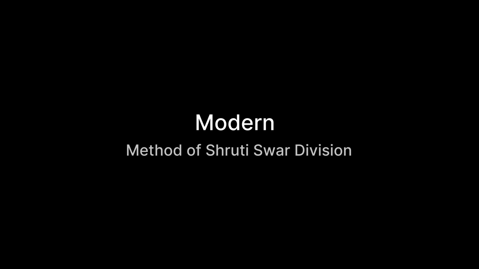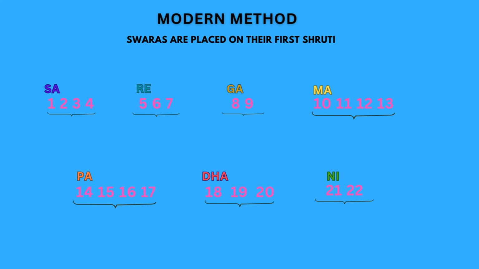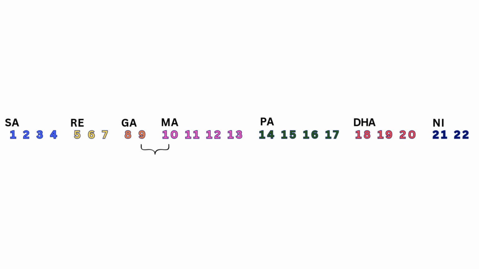Now let's take a look at the modern method of Shruti swar division. In contrast to the ancient and medieval way of Shruti swar division, in the modern method, we place the swara on the first Shruti. As you can see, Sa is placed on the first Shruti, Re on the 5th, and so on. Take a closer look at the Ma. Ma is only 2 Shrutis apart from Ga, which will make it an Ardha Swara or Komal Swara.